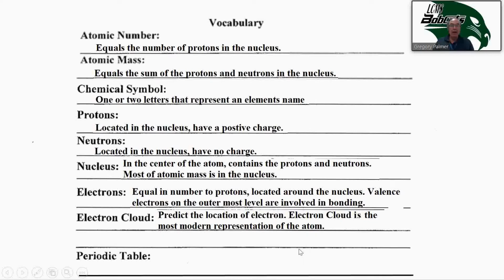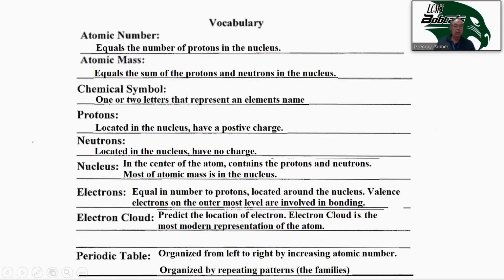The electron cloud predicts the location of an electron. Electron cloud is the most modern representation of the atom. Remember, in class we use the Bohr model because it's flat and it's easy to draw. It also shows the electrons in energy levels, so it gives us an accurate picture that we can visualize of what's going on. It's just not a three-dimensional cloud.